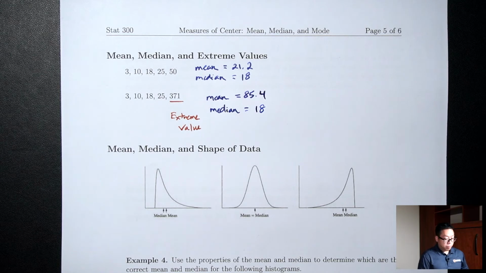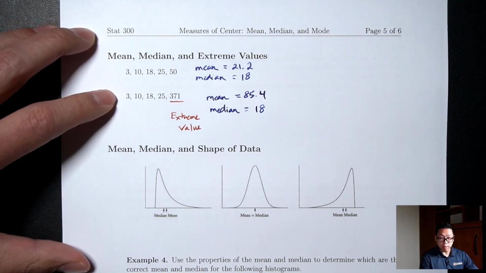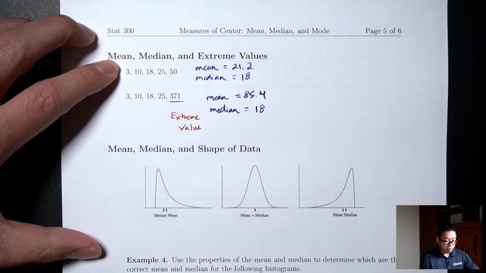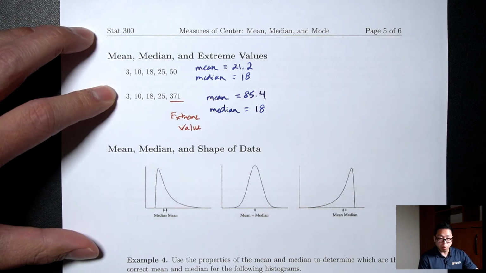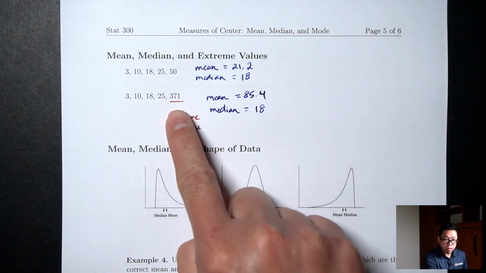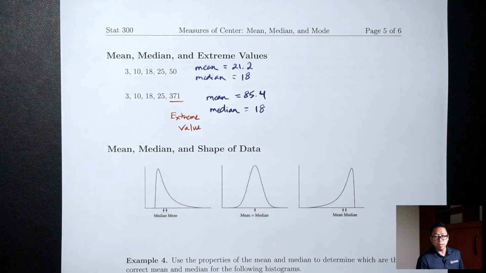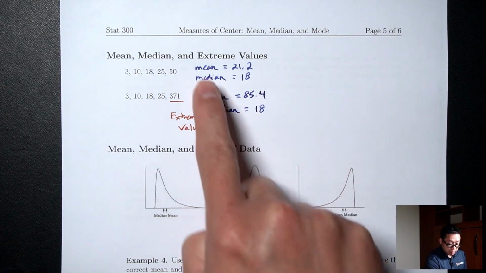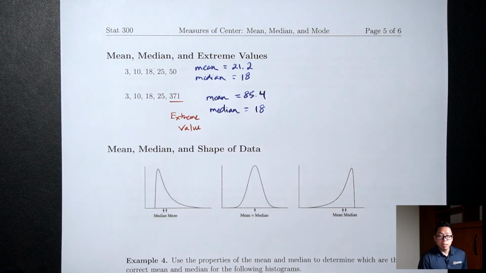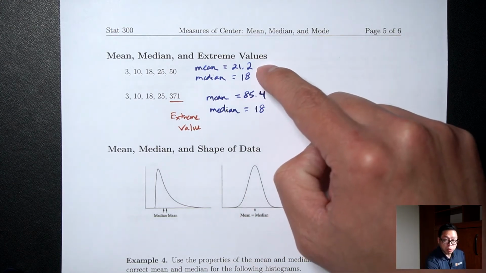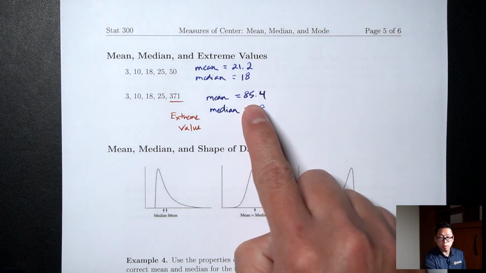So compare the first set with the second set. First set, second set, all I did was replace one of the numbers with an extreme value. What changed more, the mean or the median? The median actually stayed the same, right? 18, 18. The mean went from 21.2 all the way up to 85.4.